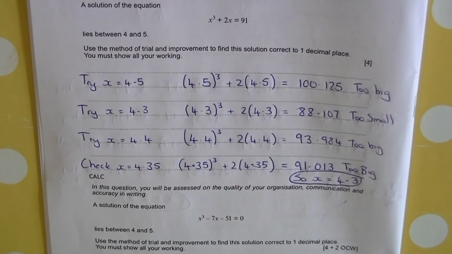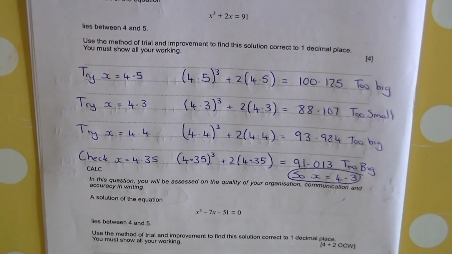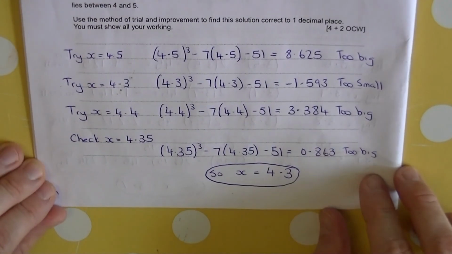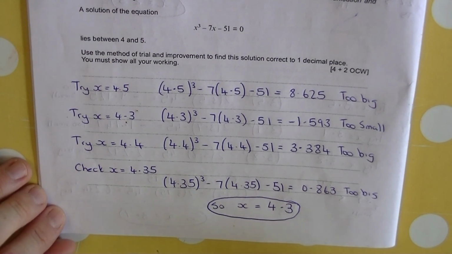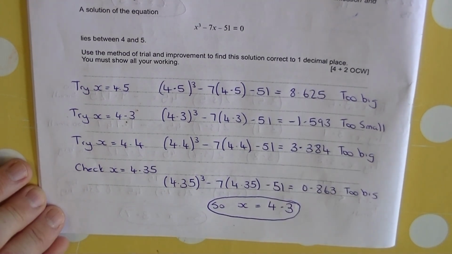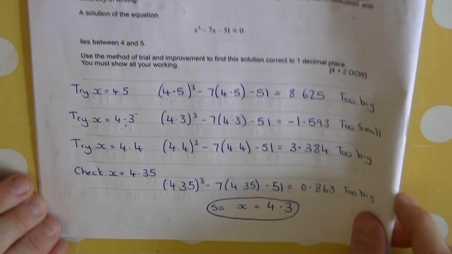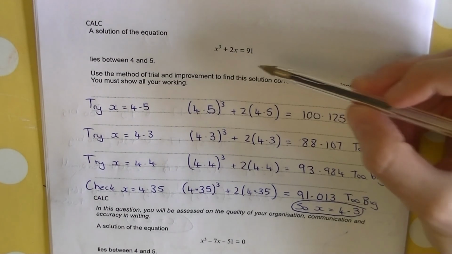If you've done that, here they are. For this one I get 4.3 too small, 4.4 too big, check in the middle 4.35 too big, therefore 4.3. And with this one, very, very similar. 4.3 again, same numbers, became too small, and 4.4 too big. Did a check in the middle, 4.35. Again, the check too big, so again, 4.3.